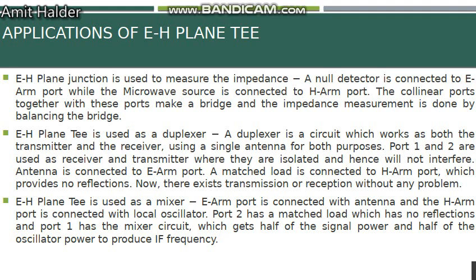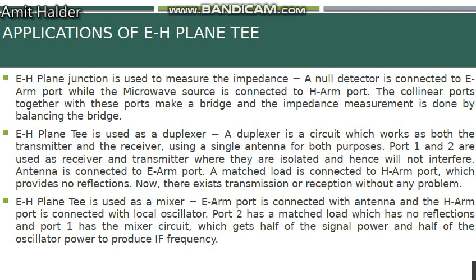Port 1 and 2 are used as receiver and transmitter, where they are isolated and hence will not interfere. The antenna is connected to the E arm port. A matched load is connected to the H arm port, which provides no reflections. Now there exists a transmission or reception without any problem.